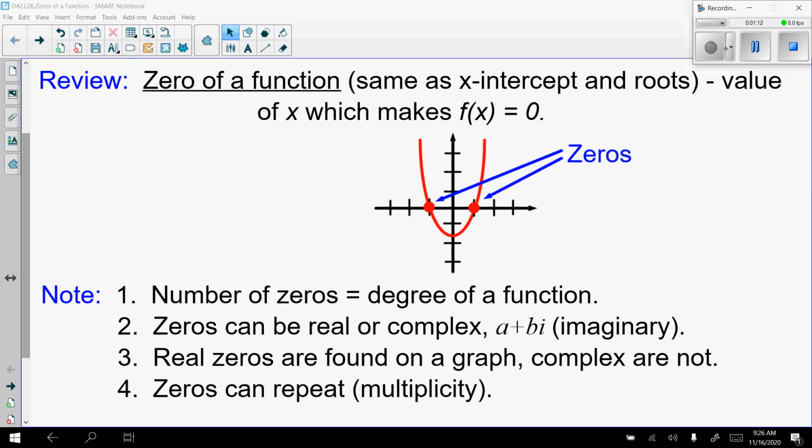Number 3, real zeros are found on a graph. Complex ones are not. And number 4, zeros can repeat, and this is known as multiplicity. If a zero repeats itself twice, this is known as a multiplicity of 2. If a zero repeats itself 3 times, a multiplicity of 3, and so forth. Please move on to the next slide.